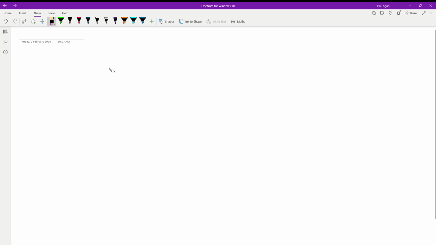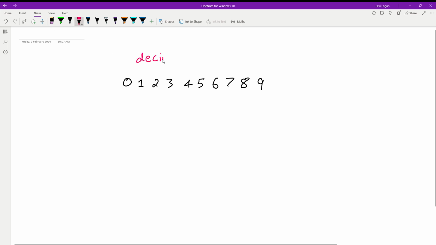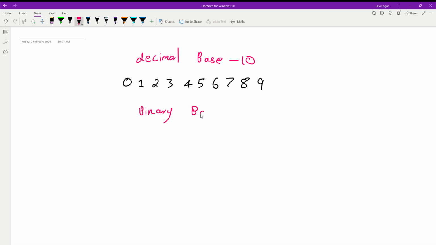That includes all the numbers 0, 1, 2, 3, 4, 5, 6, 7, 8, and 9. Okay, so it includes 10 different digits. This is what we call the decimal base, which has 10 digits. A binary consists of only two, so it's base 2, and only consists of zeros and ones.